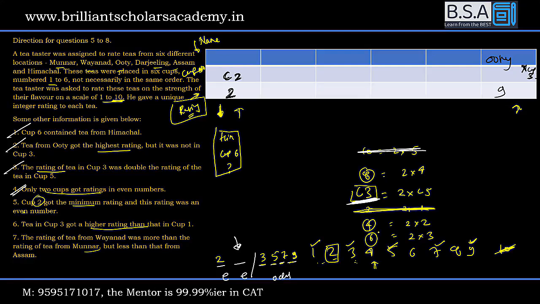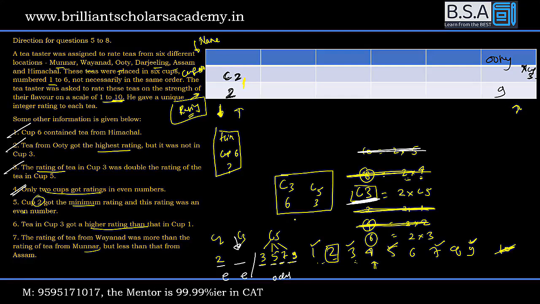Because C must have double the number of 5. This is cup 3. Can I say cup 5 will be an odd number? This is cup 3, an even number. This is cup 2, an even number. So cup 5 is an odd number. This is even into 2. This is not possible. So the only possible ranking is C3 is equal to 6. C5 is equal to 3.